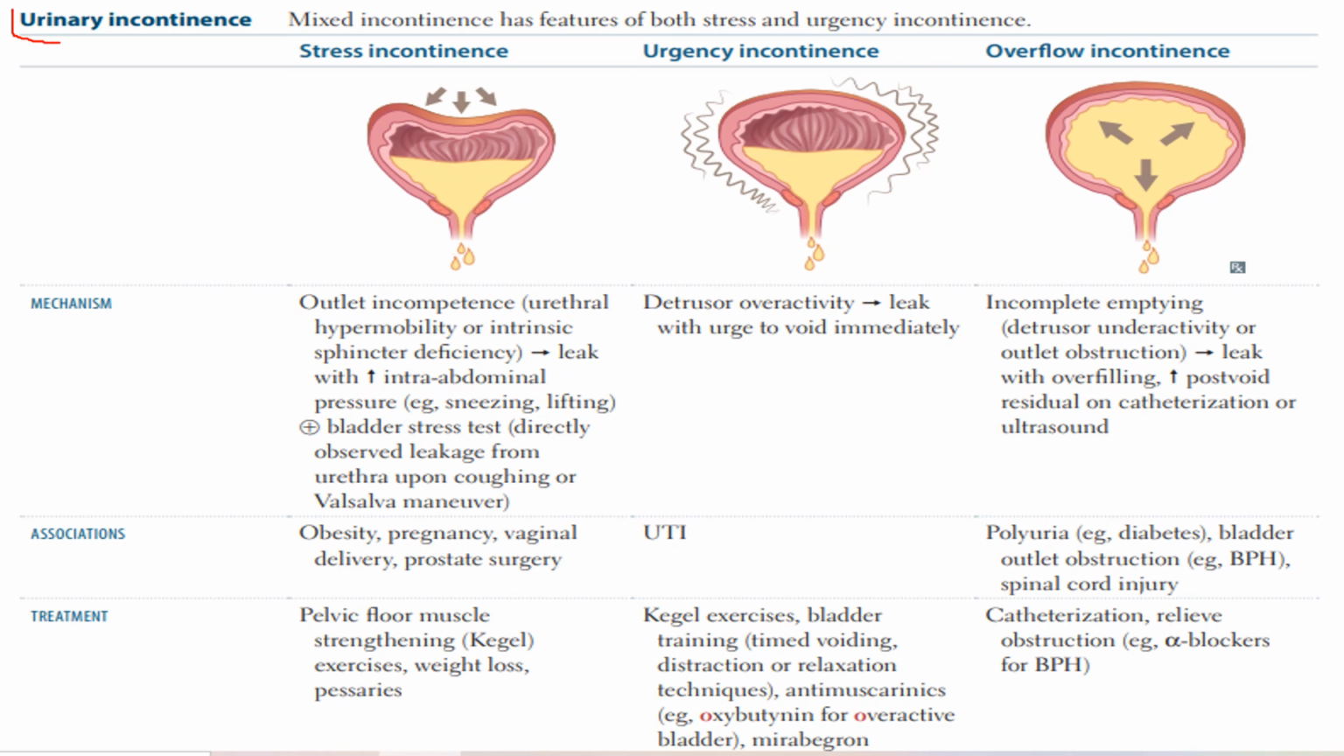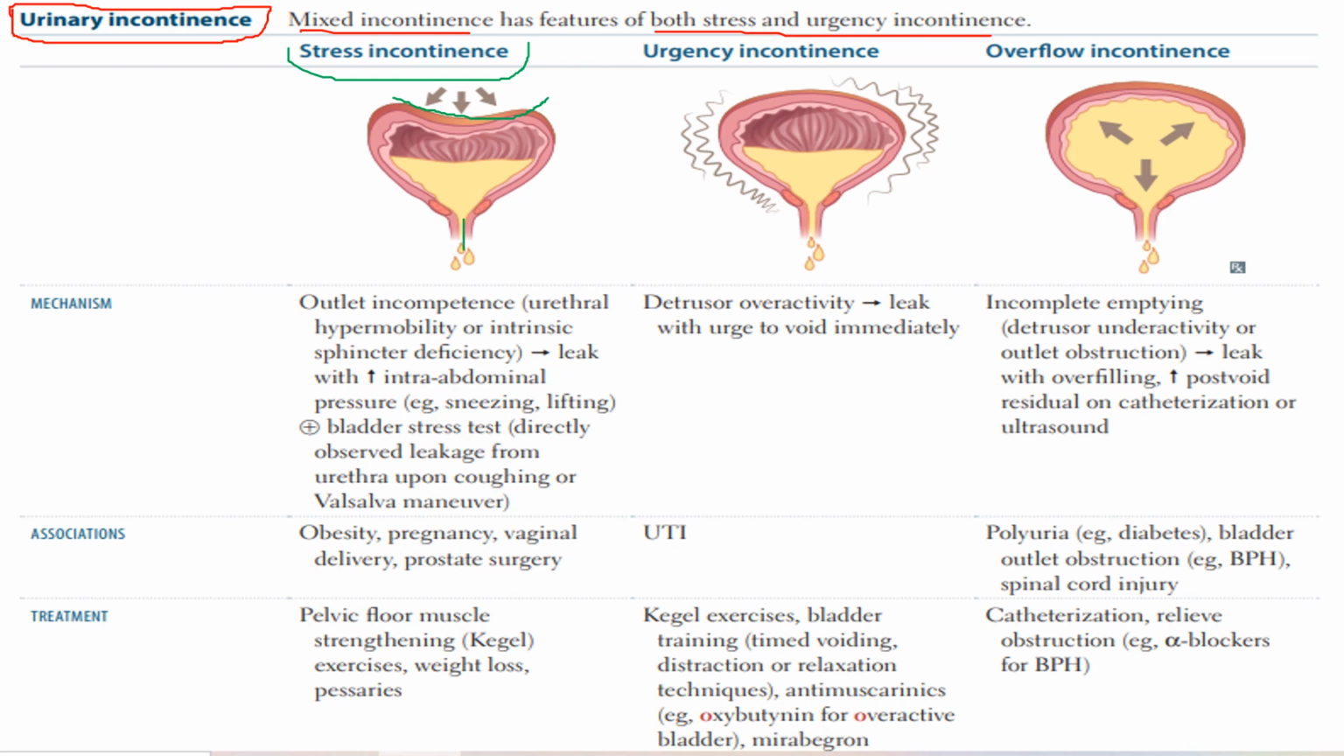Urinary incontinence. So there is a problem with urination. Mixed incontinence has features of both stress and urgency incontinence. First we'll talk about stress incontinence. As you can see in this image, there is pressure applied on the upper side of the bladder. That's why there is leaking of urine.